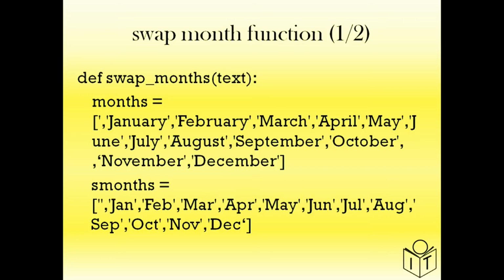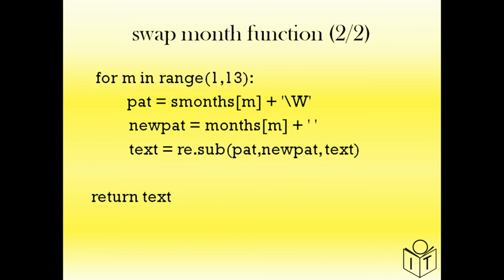And we're going to go through a for loop from 1 to 12, and the pattern is going to be the shorter version followed by not a normal letter. We don't want to take like the JAN in January and change it to January. We want to make sure the 3 letters are a shortened version. So that's the pattern, and then we're going to change that to its longer version. So we do that with re.sub, and then we can have a look at our text.